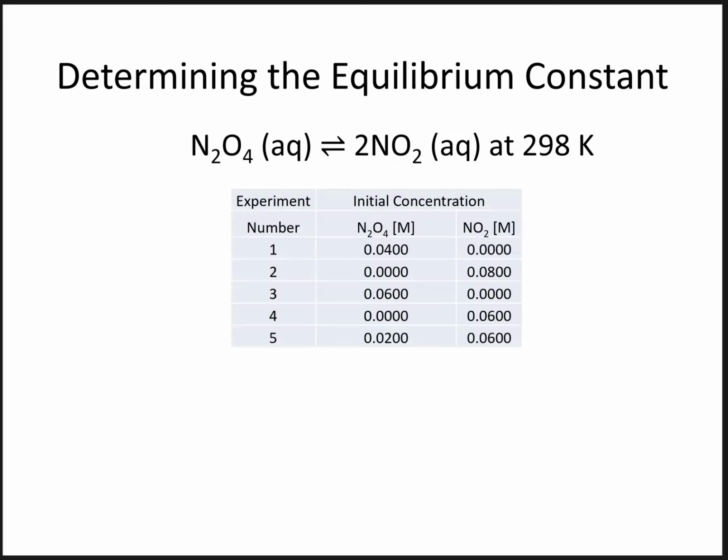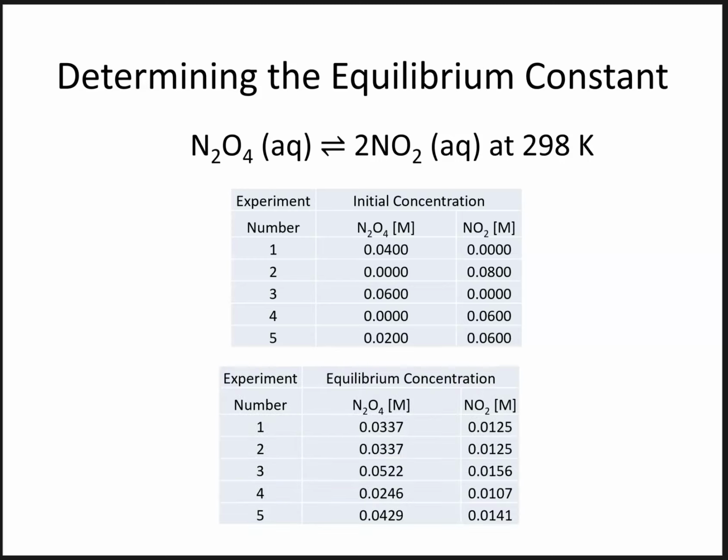So when you're given a series of experiments, and it doesn't matter what your initial concentrations are here, you can see I've got 5 experiments with varying concentrations of products and reactants. In some cases I have a little bit of both. And what we see after some amount of time is that the concentration of both those stop changing.